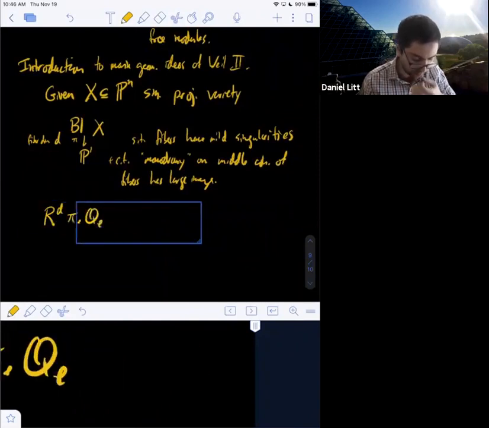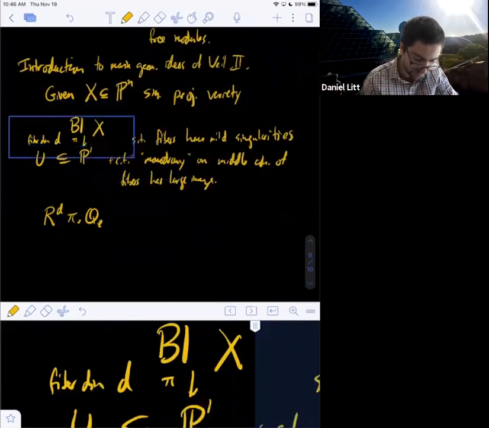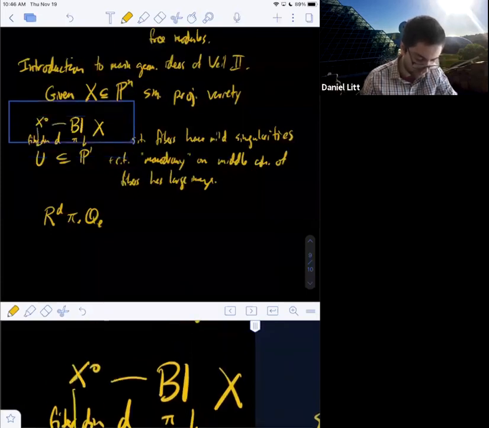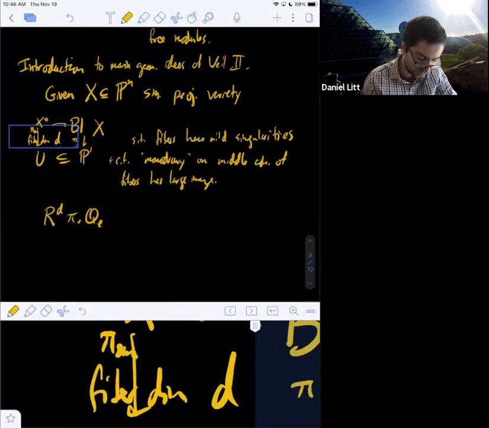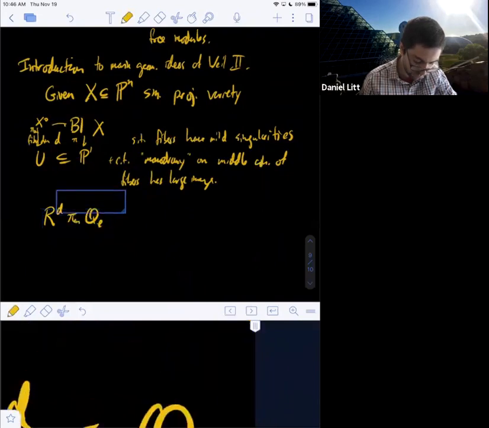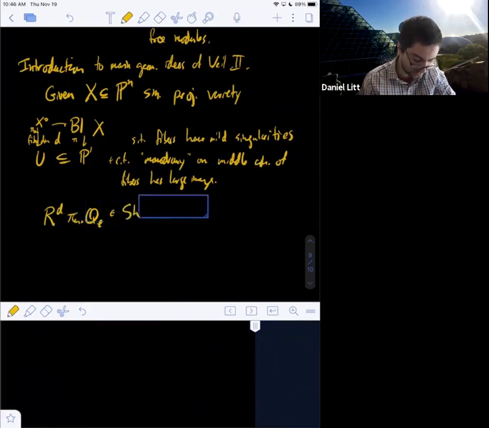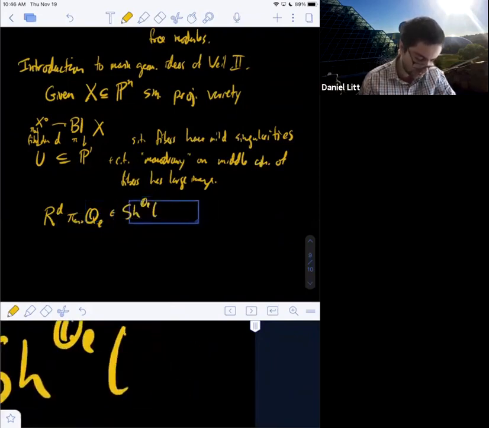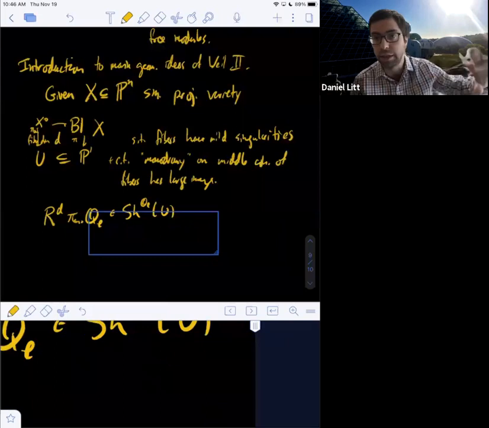This will be, here U inside of P1 will be some open subset, and then we'll restrict to the locus X0. This is the locus where pi is smooth, so let me call this pi smooth. Here we're going to be taking the cohomology of the smooth fibers. So this will be a QL sheaf on U.